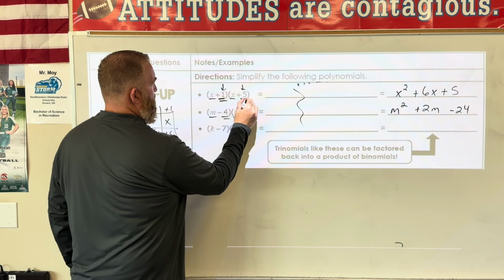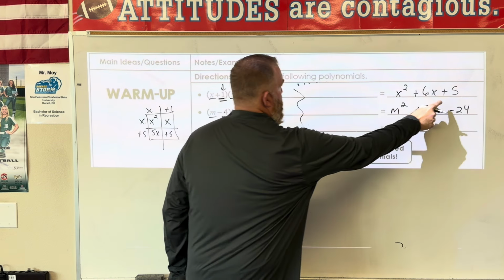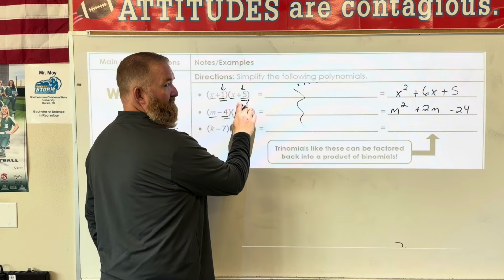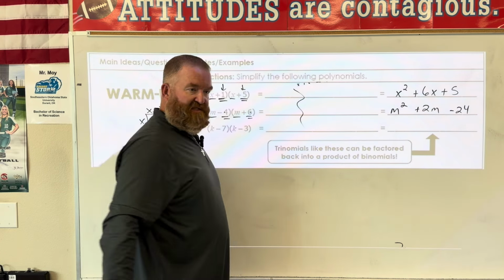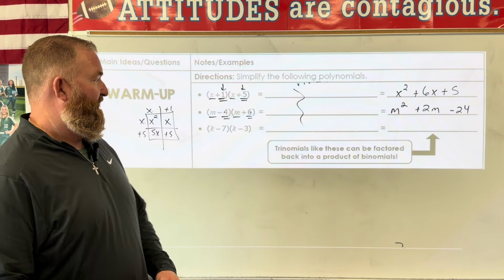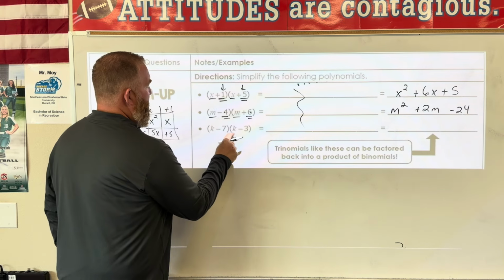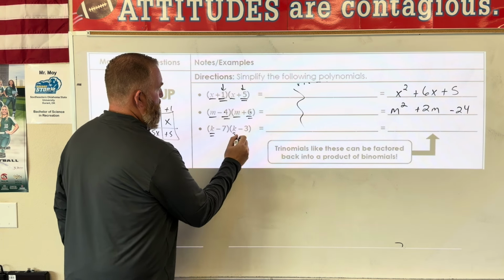What's 5 times 1? 5. What's 1 plus 5? 6. So it works. Okay? All right, so let's do this. What's k times k? K squared.